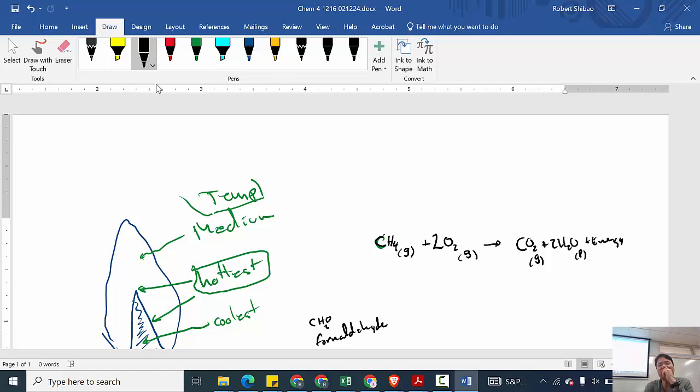So I'll tell you the names for these here. Most people memorize the common name. The common name is methane. But we also have a systematic way of naming this. The systematic name for this would be carbon tetrahydride. Or there's another name for this one too: tetrahydrogen carbide.